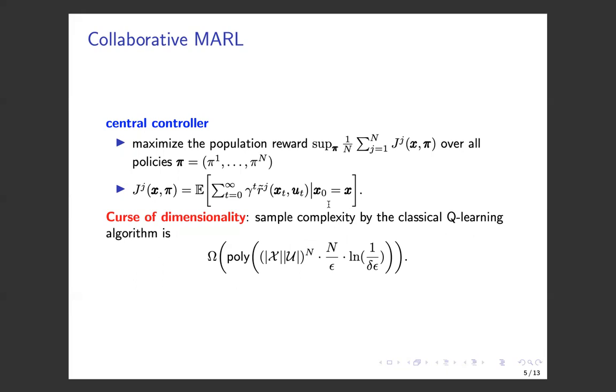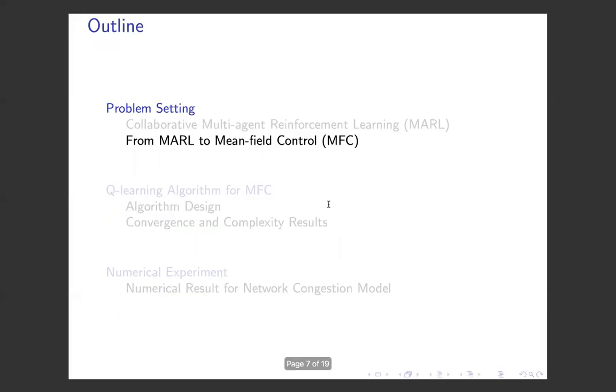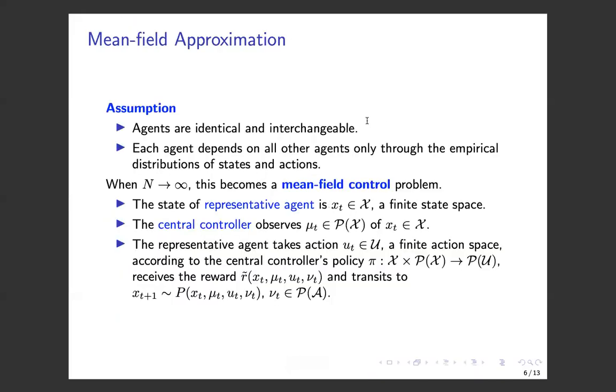This problem is well known for its difficulty, which is called the curse of dimensionality. This means that if we just apply the classical Q-learning algorithms to this problem, the resulting sample complexity will increase exponentially with respect to the number of players in the game. So in order to resolve this problem, one potential consideration is to do the mean field approximation.